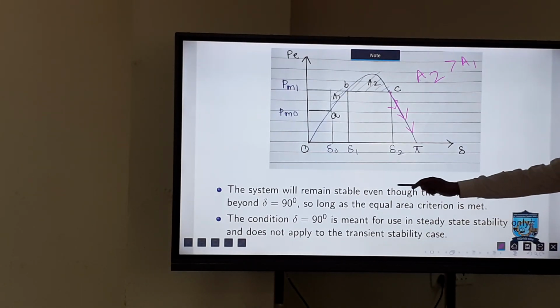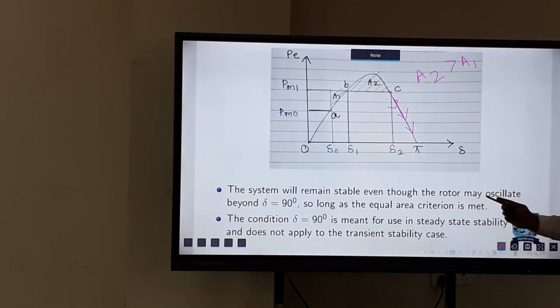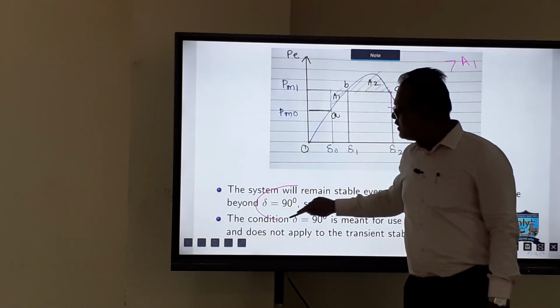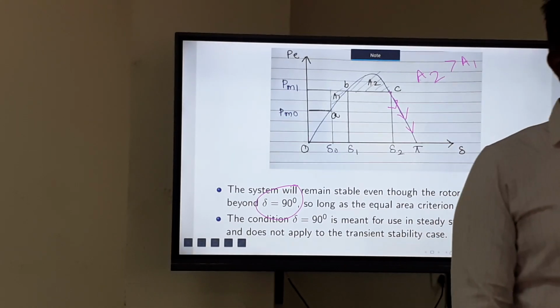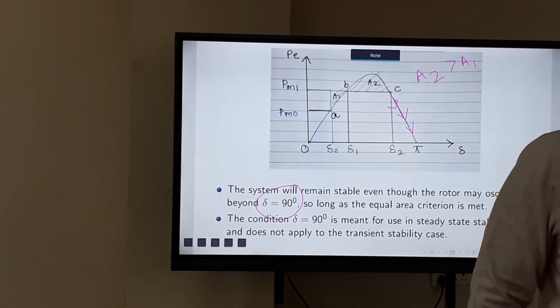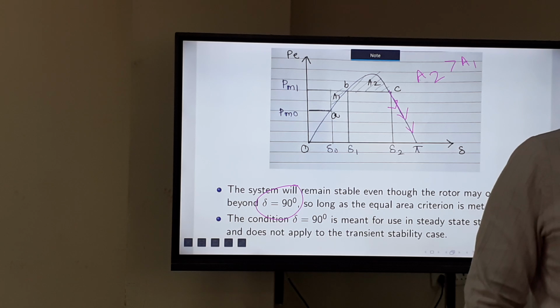Note that the system will remain stable even though the rotor may oscillate beyond 90 degrees. From our knowledge of steady state stability, we know that delta can be at most 90 degrees. But in the transient stability case, it's different. Delta can go beyond 90.